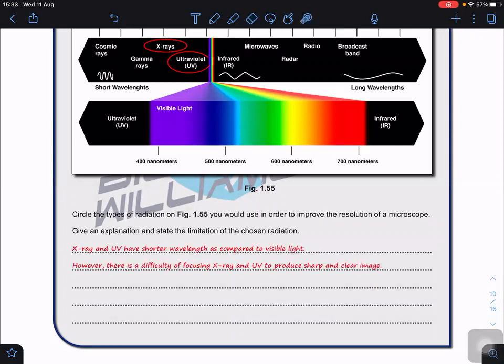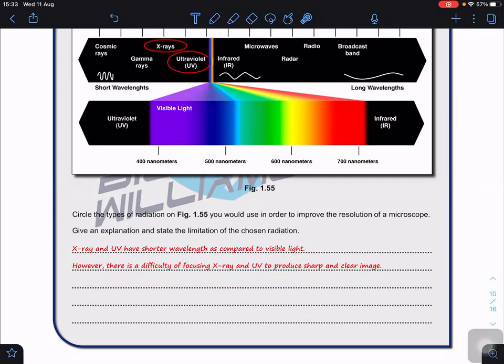So the answer here is you can choose X-ray or UV because they have a shorter wavelength compared to visible light. But the problem is that we have difficulty focusing X-ray and UV to produce a sharp and clear image.